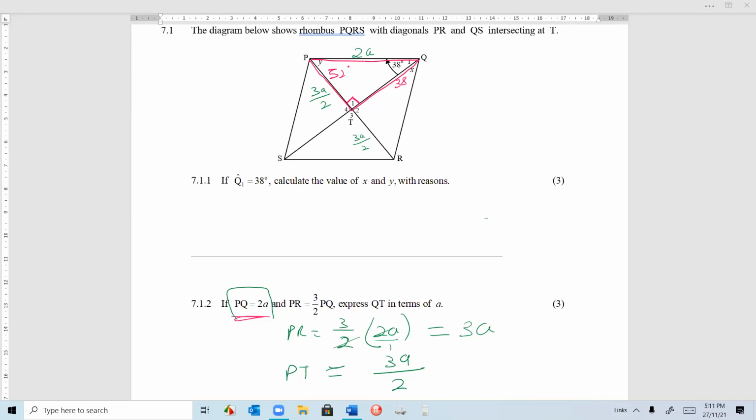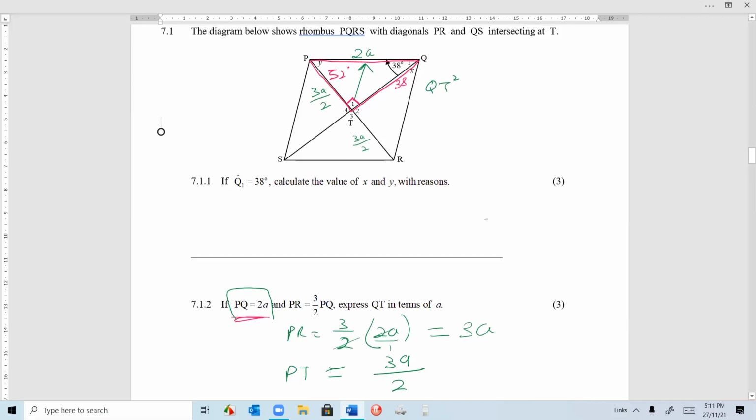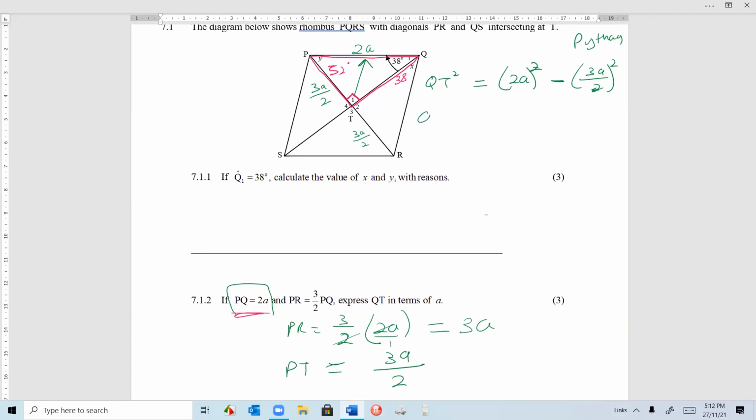So if I'm trying to find QT, we know QT squared. Now remember 2A will be your hypotenuse. So QT squared, we'll take the hypotenuse, square that, and subtract the other side, which is 3A over 2 all squared. And I need a reason, and my reason is called Pythagoras. So QT squared is equal to 4A squared minus 3 squared is 9, 2 squared is 4, so it's 9 over 4A squared. You can put the A squared on top.